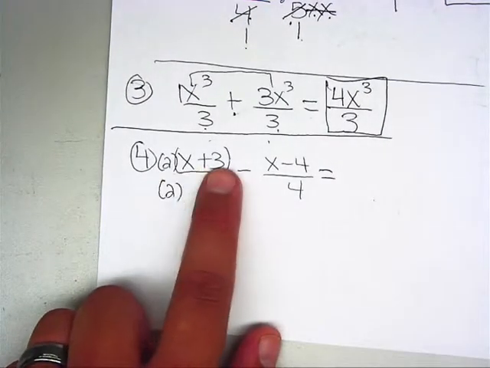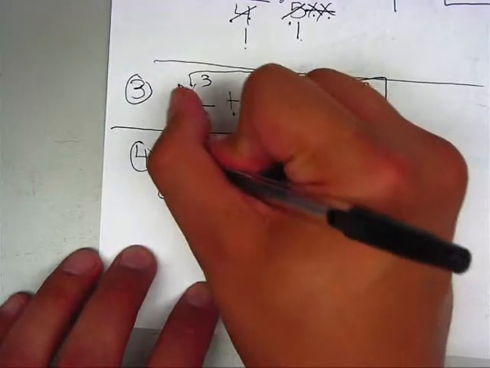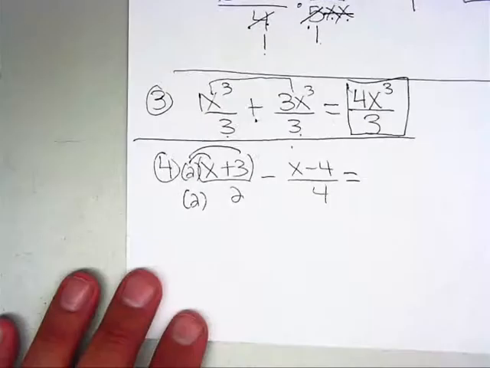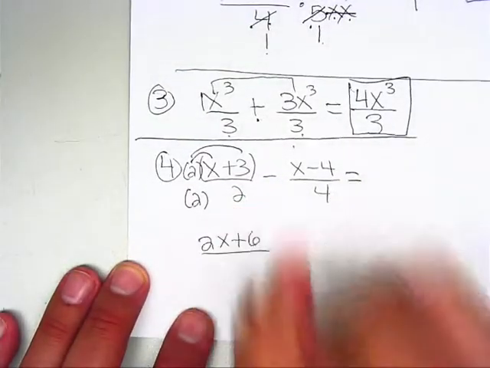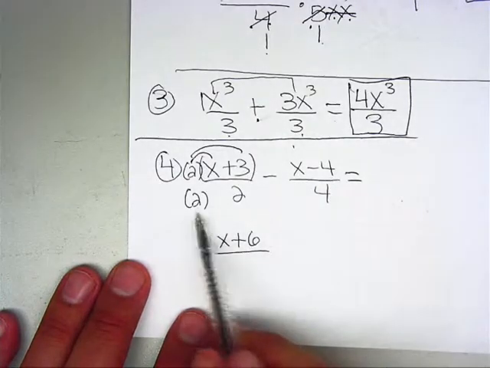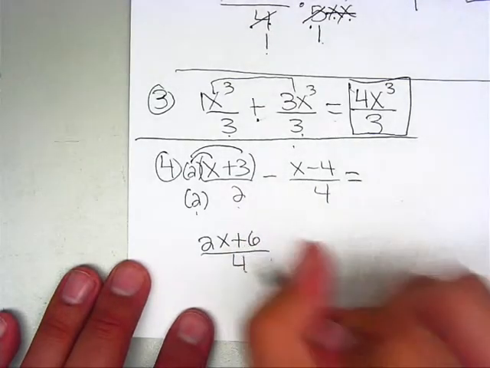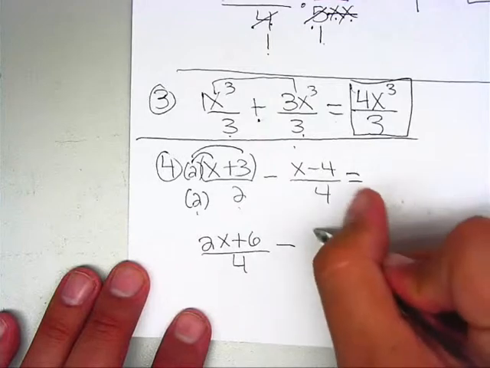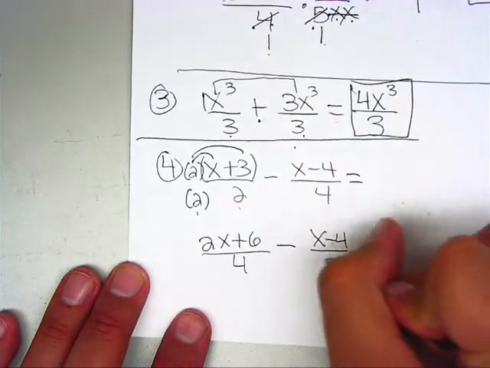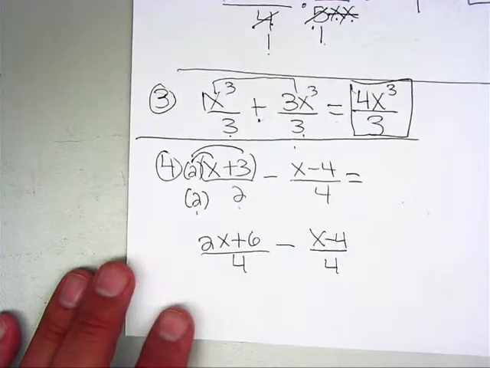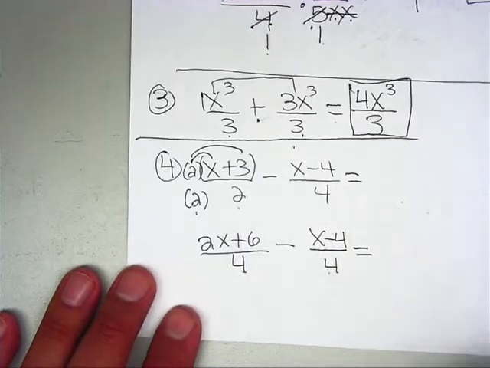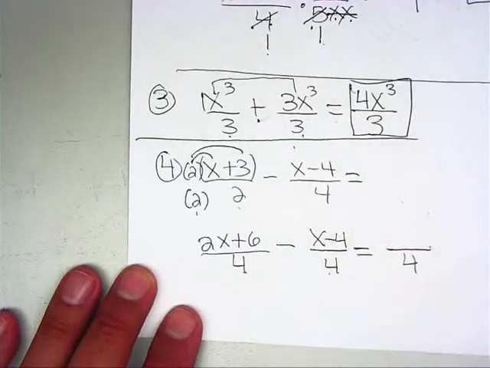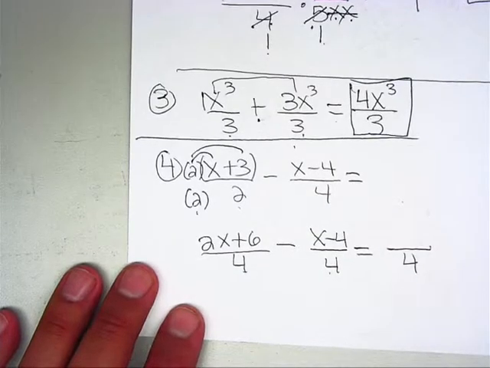Notice how I put parentheses around this x plus 3, because when I distribute the 2 across the top, it gives me 2x plus 6. 2 multiplied by 2 is 4. Subtract x minus 4 over 4. Now that we have common denominators, my answer is going to have a denominator of 4. Now I get to subtract across the top.